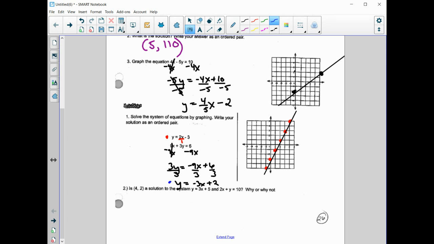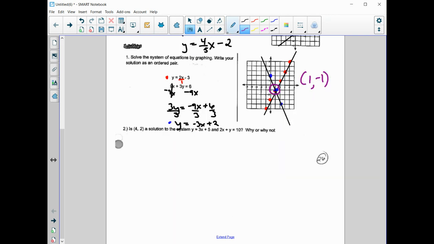My y-intercept is 2, and I'm going to go down 3 over 1, down 3 over 1, because my slope was negative 3 over 1. And so that's going to be my line. My solution is the point where the 2 lines intersect, which is the coordinate 1, negative 1.